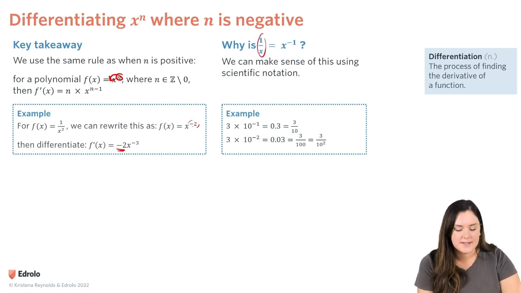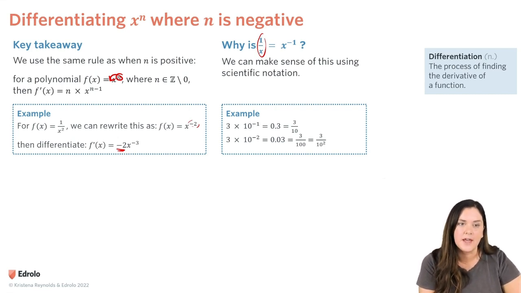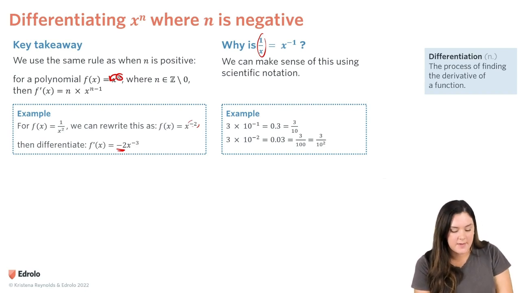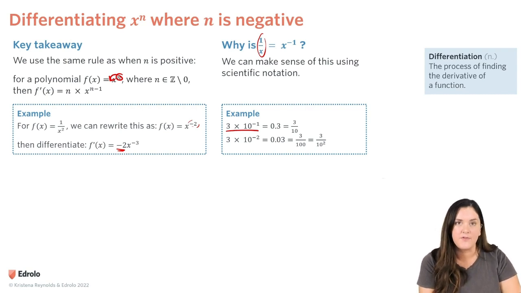Another point I'd like to make is that if we have something like 1 over x, it is actually the same as x to the power of negative 1. We can make sense of that using scientific notation. So you would have seen something like this before. So say, for example, we've got 3 times 10 to the power of negative 1.